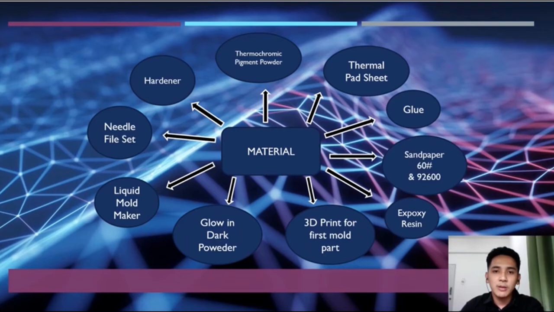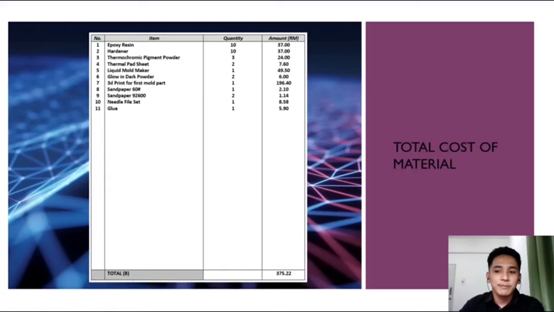What materials we buy for our project are thermochromic pigment powder, thermal paste sheet, glue, sandpaper 60 and sandpaper 90 to 600, epoxy resin, 3D print for the first mold part, glow in the dark powder, liquid mold maker, and hardener to create our project, the mobile phone cooling case. The total cost of the materials I just mentioned is RM375.22.